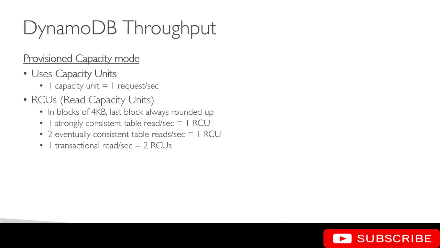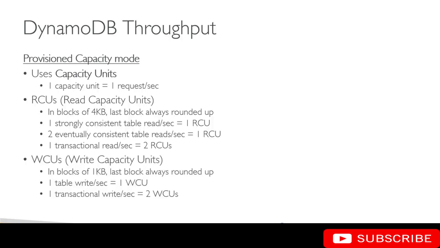Right, and we're going to calculate this. We are going to see some examples, so don't worry if this goes over your head right now. We are going to see some of the examples, and that will make it super clear. For WCUs, these are calculated in blocks of 1 KB, and the last block is always rounded up. One table write is 1 WCU, and one transactional write uses 2 WCUs.